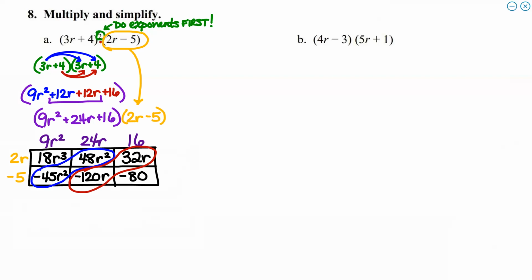All right, let's write down our final answer then. Did 18r cubed have a like term? Nope. So I have 18r cubed. I need to combine -45r squared and 48r squared. What do I get when I combine those two? 3r squared. So it's plus 3r squared. -120r and 32r.